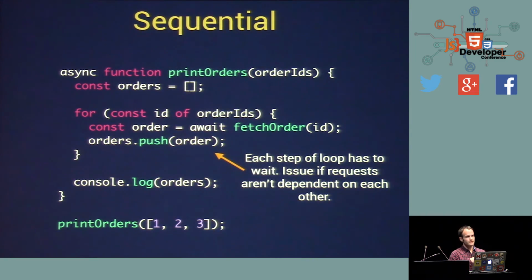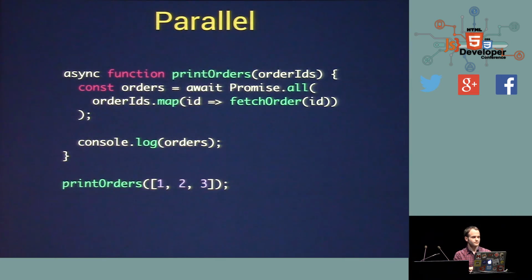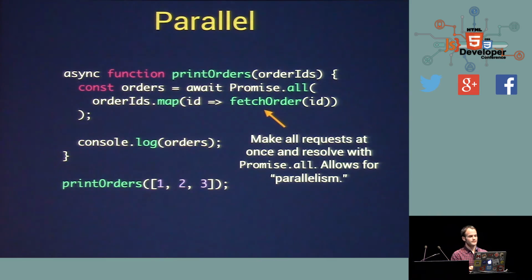We're having to wait on each step of the loop. And more than likely, there's no dependency among these orders. If I fetch one order, the next order doesn't really require that I have fetched the first order. So it would be nice if we could just fetch these all at once, because we don't have any explicit dependency among the orders. Like I said, it'd be nice if we could do this in a parallel fashion. So we could rewrite it in this way.